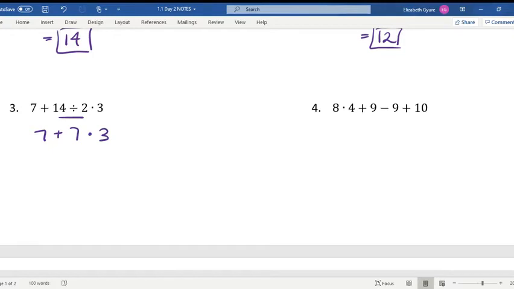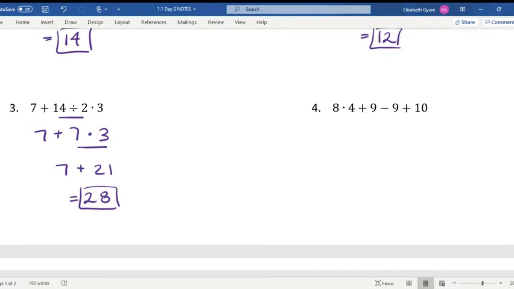Now again, continue with your order of operations. What must we do next? Oh, and what do you think? Yeah, multiply the 7 and 3. 7 times 3 is going to give us 21. So we'll have 7 plus 21, which will simplify to be 28. Good.